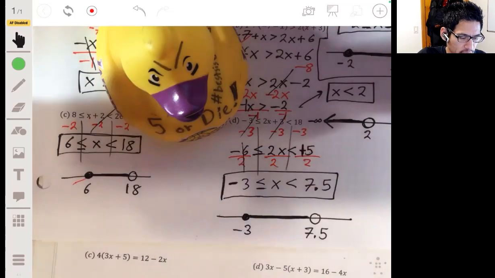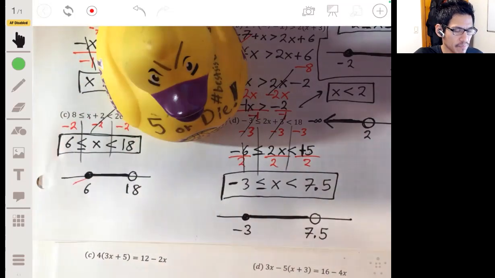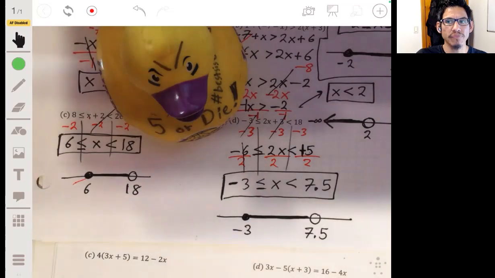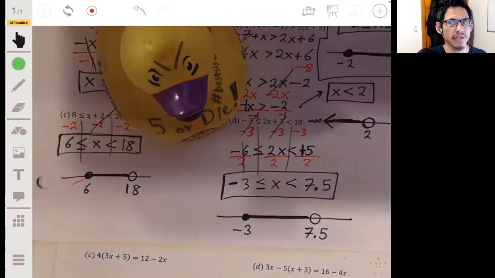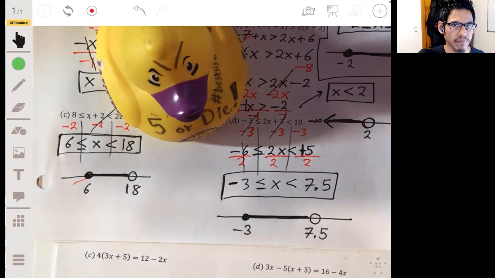Now I'll take a break right now, and then I'm going to continue in the next part by going over the linear graphs, so like slope-intercept form and that sort of thing. So I'll see you in a bit.